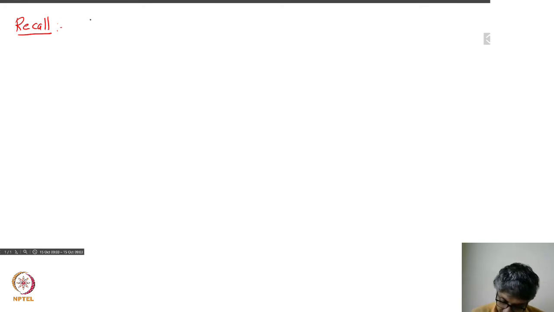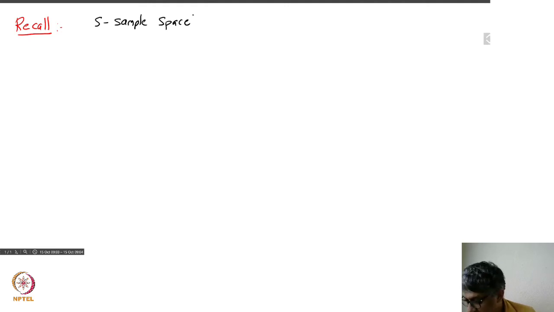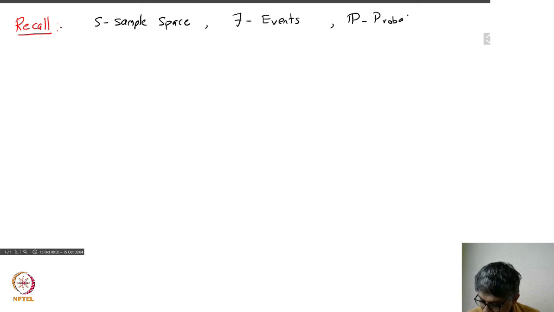We start off with a sample space S. So S was a sample space that we had, and this we thought of as all possible outcomes of an experiment. Then we had what's called events, a set of all events. As of now, we took events as all subsets of S. Then we had a P, which is a probability on the sample space.